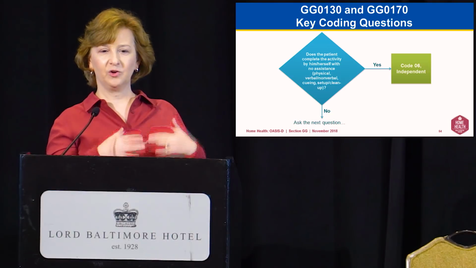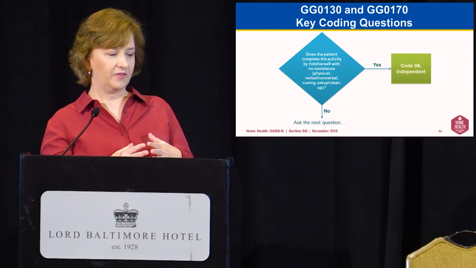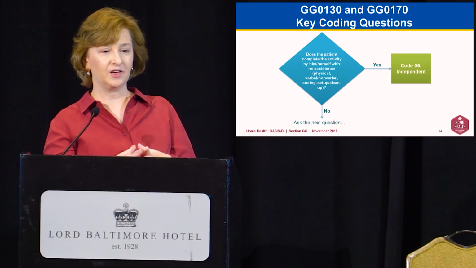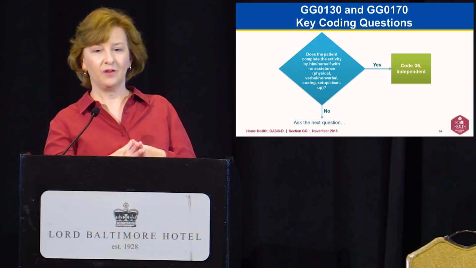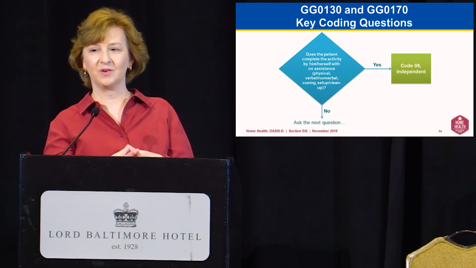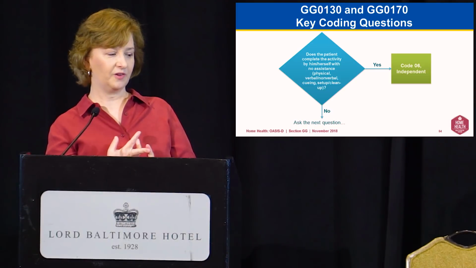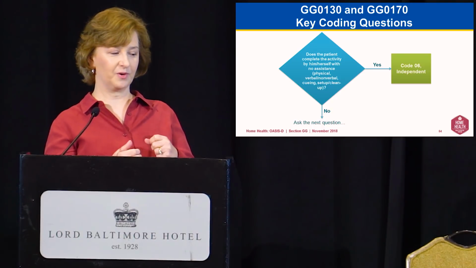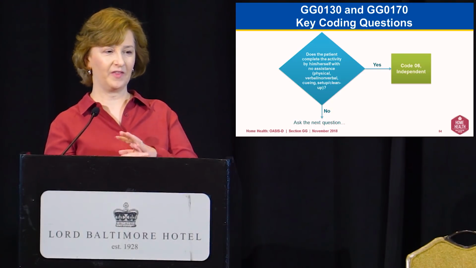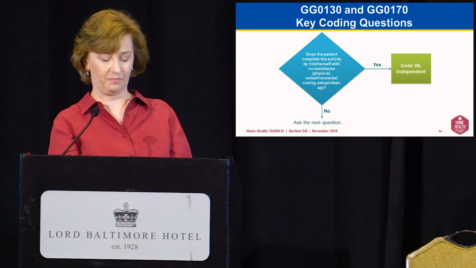When you're coding a particular item or activity, you would think about, first of all, does the patient complete the activity by him or herself with no assistance? When I say no assistance, that refers to no physical assistance, no verbal or nonverbal cueing, no setup, and no cleanup. If the answer is yes, that the person is able to complete the activity without any assistance from a helper, you would code 6, independent.